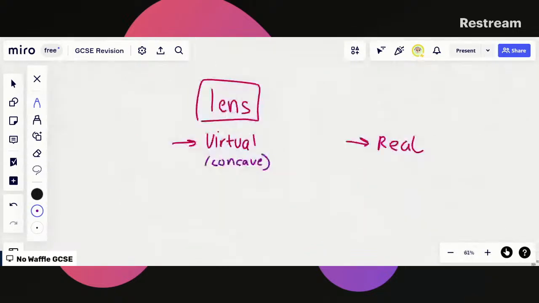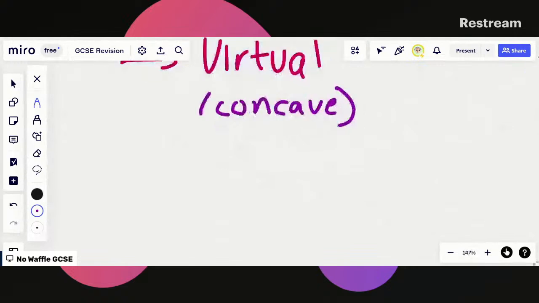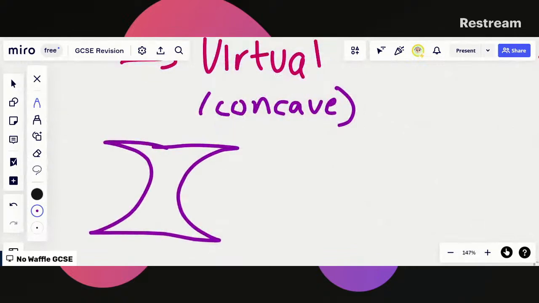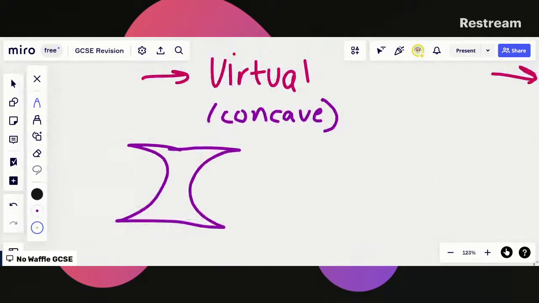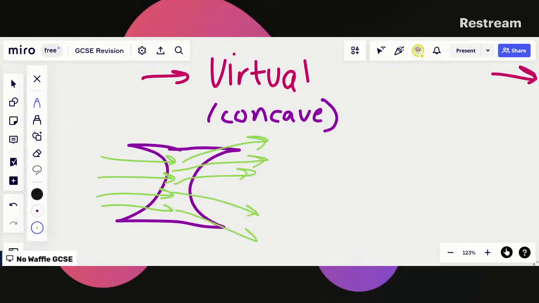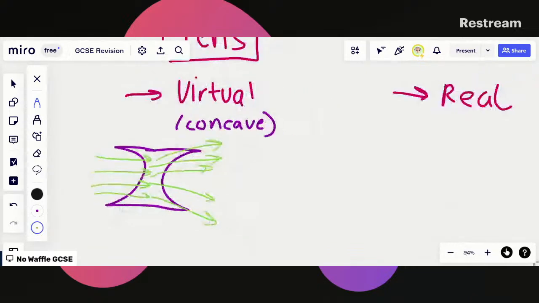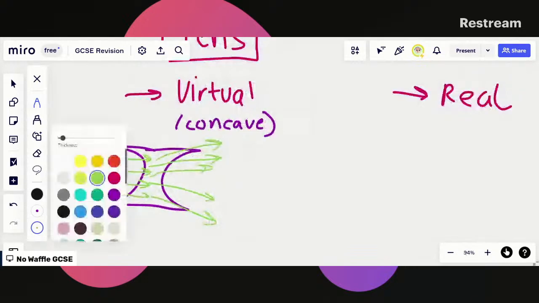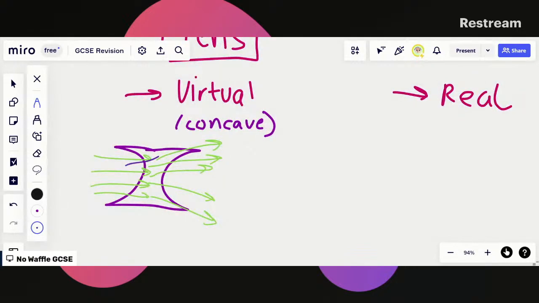So a virtual image comes from concave lenses, and it means that when you have these rays hitting it, they will all scatter away and diverge away from the axis. And then instead, we'll get a virtual image. If you were to connect these points and keep them going back, it seems as if the image is coming from this side, and it's virtual because it's not actually physically there.